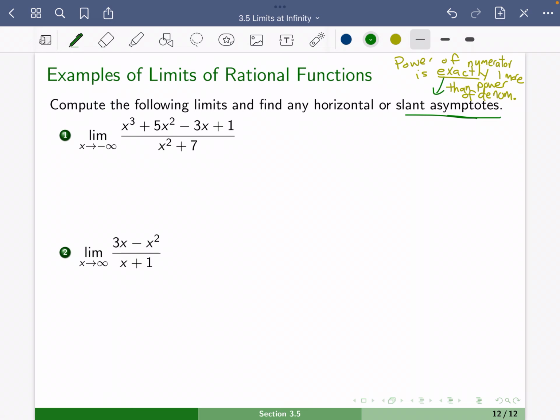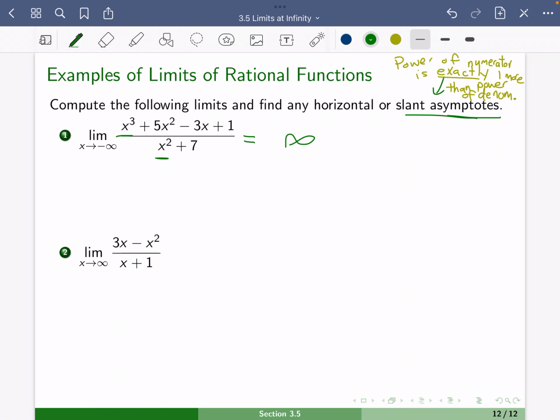All right, so here, let's look at this first example. We have a limit as x goes towards negative infinity of x cubed plus 5x squared minus 3x plus 1 over x squared plus 7. So how are we going to evaluate that limit? Well, we can observe the power on top is larger than the power on bottom. And because the power on top is larger than the power on bottom, then we should get either positive infinity or negative infinity, one or the other. So do we get positive infinity or do we get negative infinity? How do we determine that?